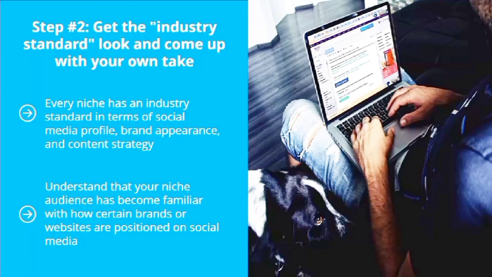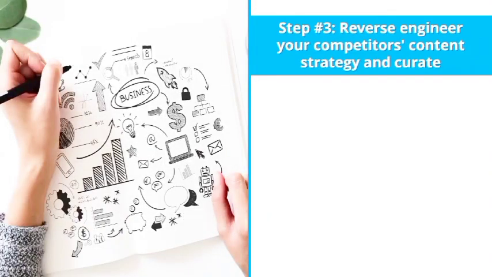Your job at this step is to figure out the industry standard look, content strategy, and other elements and come up with your own take. Step number 3, reverse engineer your competitors' content strategy and curate.